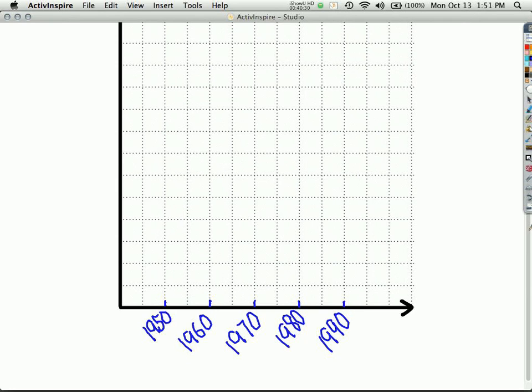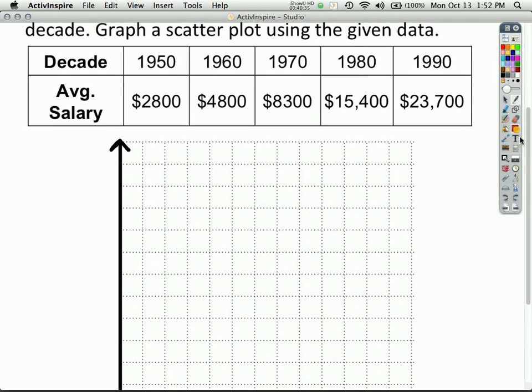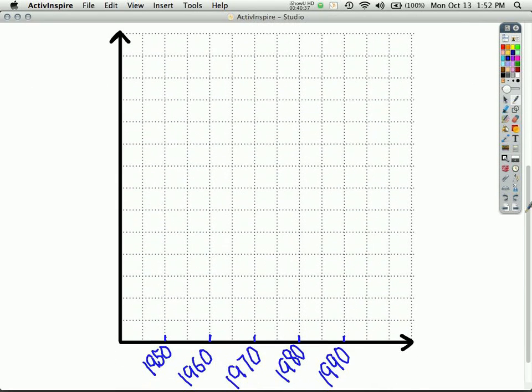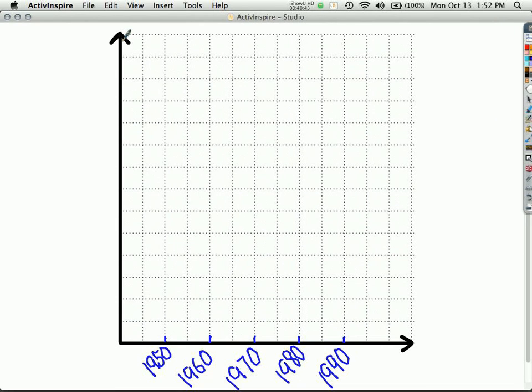But now the salary is the tricky part. What can we do to get all the way up to 23,700? Like, what can we do with the y-axis? I can't go by ones. 1, 2, 3. I would only get up to 14. What can we do, Ethan?